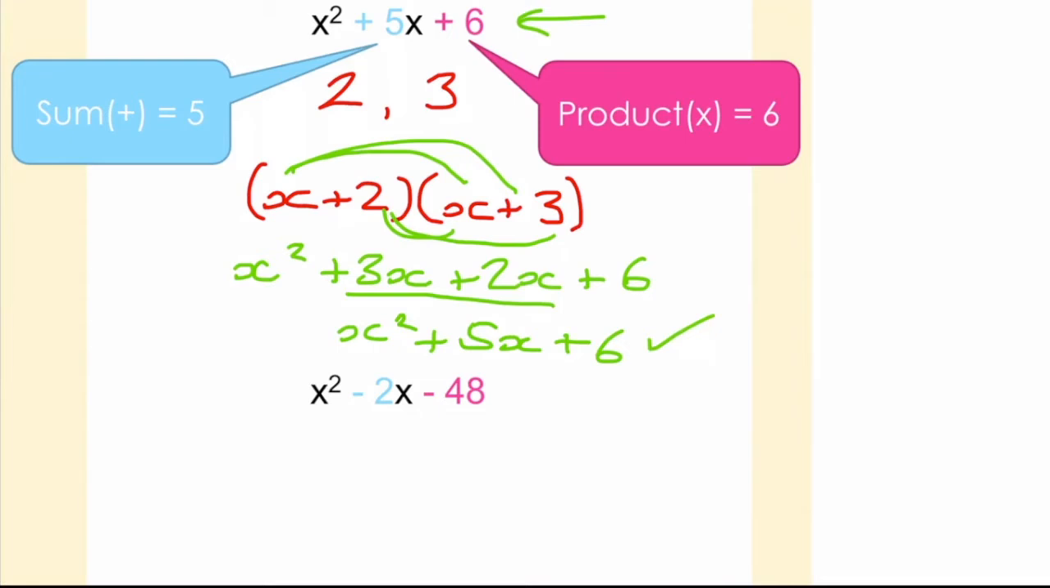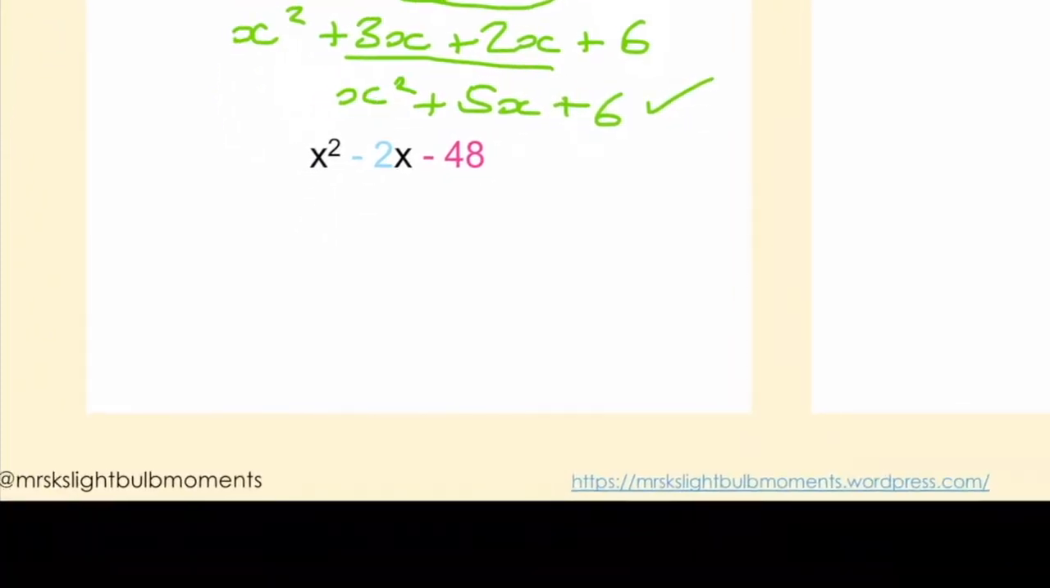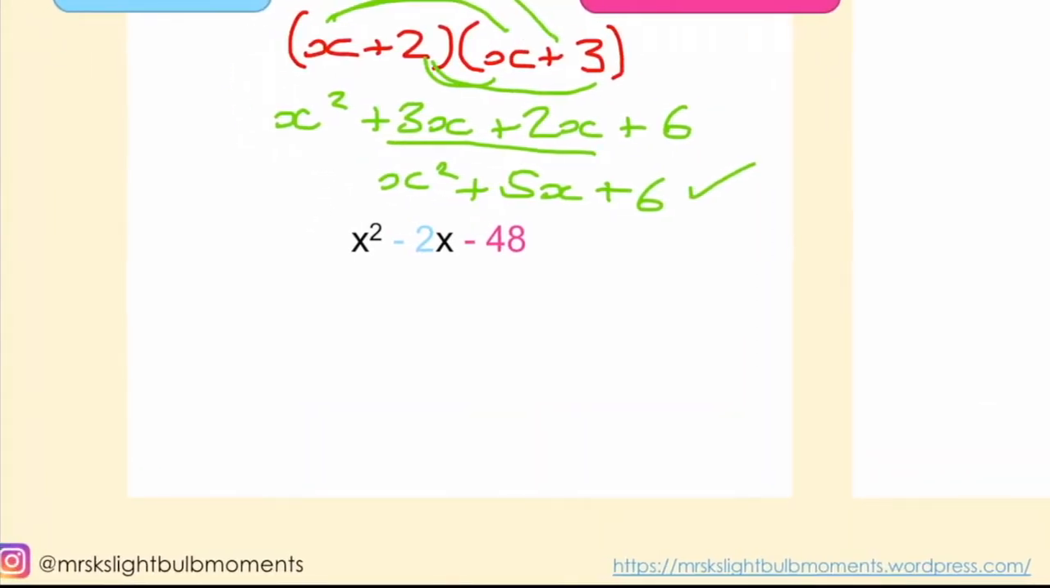Okay, I'm going to go through one more here with some negatives. So if we have a look at this second example. I've got to find two numbers which have a sum of minus 2 and a product of minus 48. Now it's slightly more challenging when the numbers get bigger at the end there, trying to find two numbers which go into it. Some of you might have spotted this already, then fab.